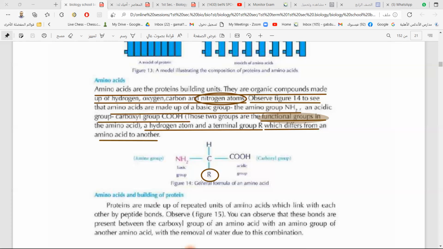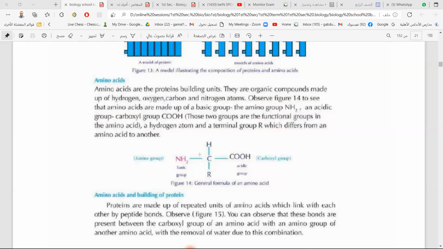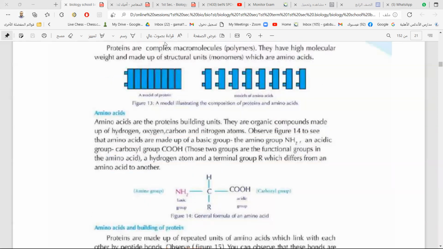So how many amino acids are in our body? The scientists calculated the number of amino acids in the bodies of living organisms. They found only 20 amino acids. But they join together to make a long chain of polypeptide. So the polypeptide chain is made of amino acids.